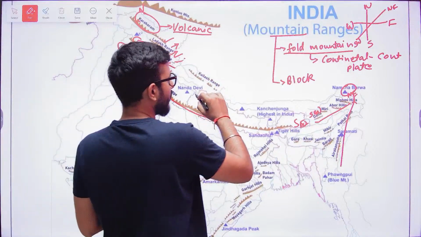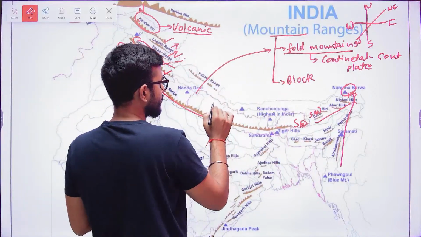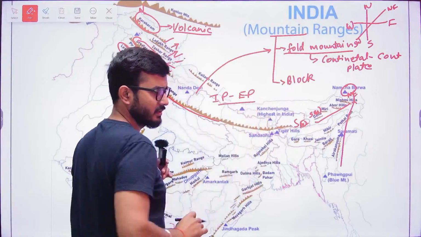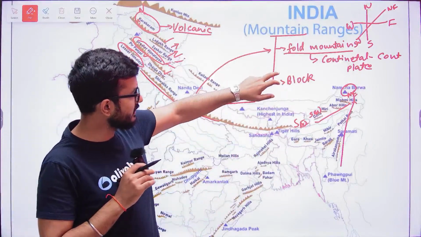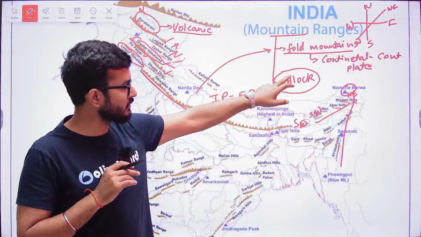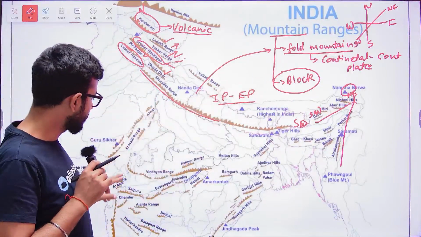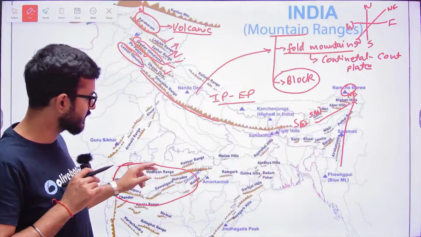And Himalayas, they belong to the fold mountain. Why? Because the Indian plate collided with the Eurasian plate. Okay, whereas when we talk about the next type of mountain, that is the block mountain. So the block mountain, they are going to be these peninsular mountains.